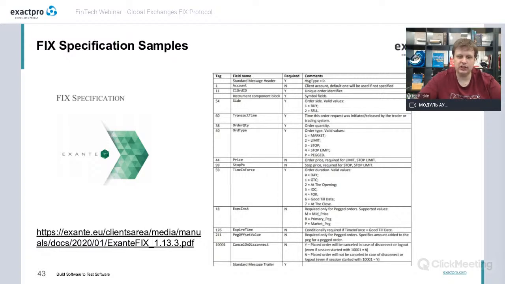For example, this is a simple option, a FIX specification from a broker, Exante. You can see that the New Order Single message, the message where we submit a new order, consists of a standard message header, standard message trailer, and a small number of tags. Most of them are not required. So this is a simple option.